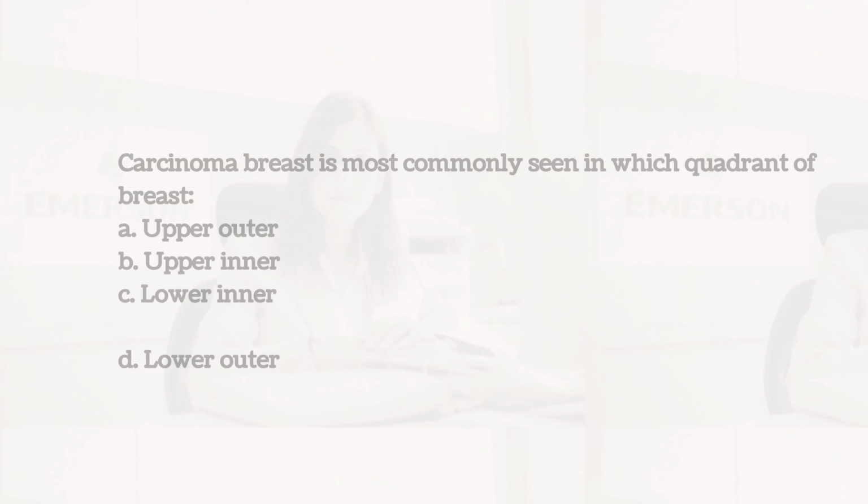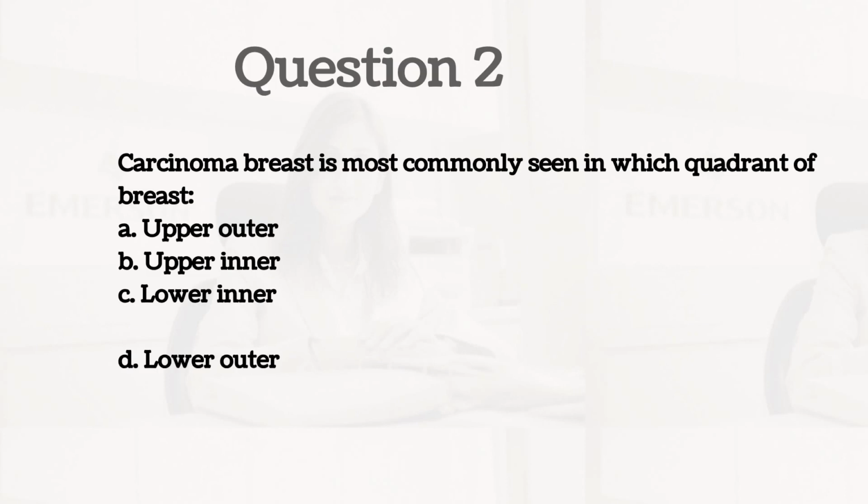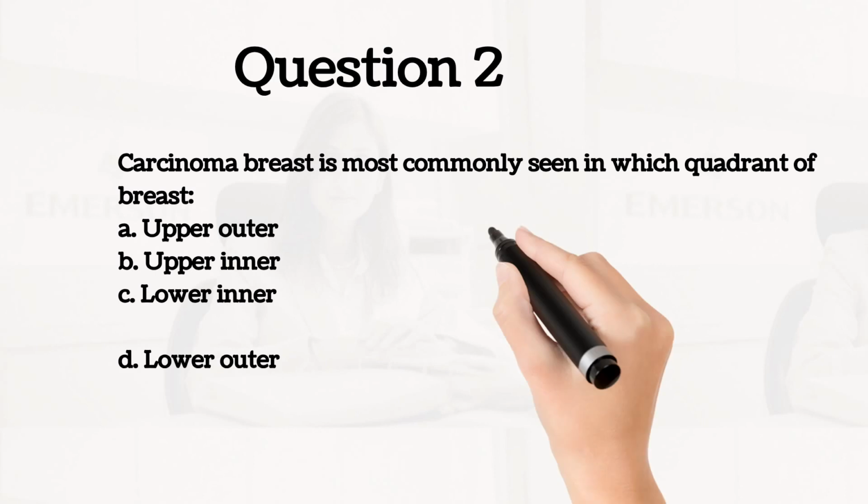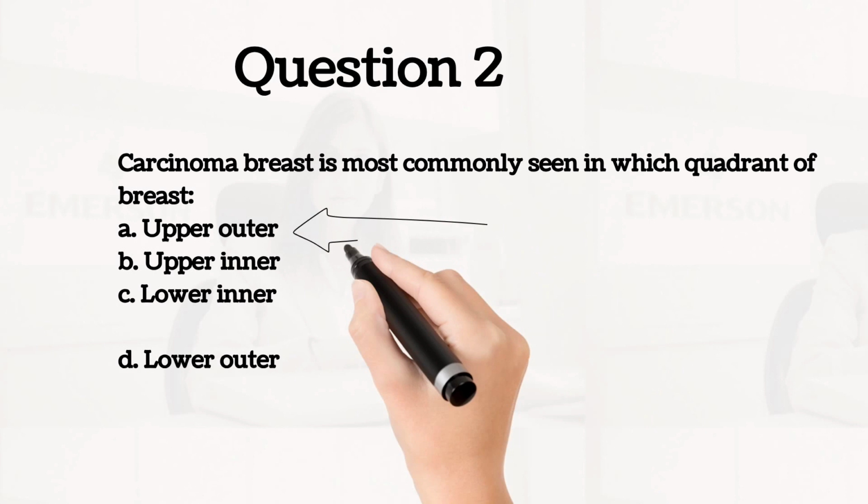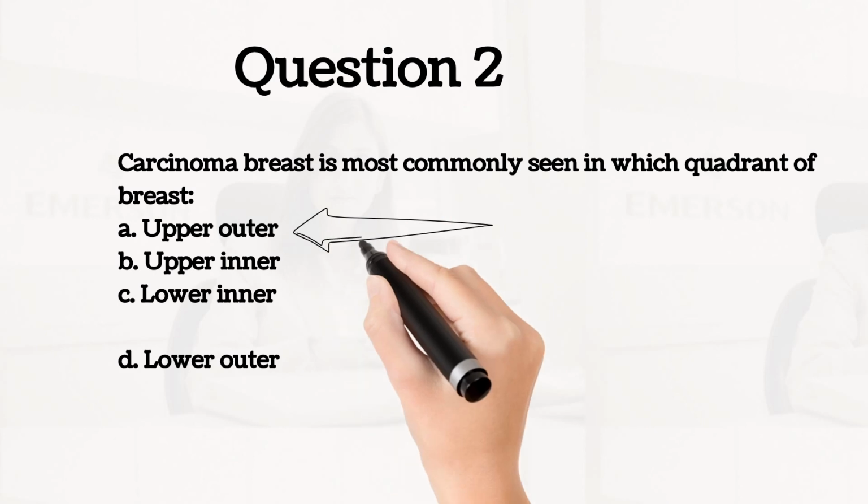We have question 2, which is saying carcinoma breast is commonly seen in which quadrant of breast? A. Upper outer, B. Upper inner, C. Lower inner, D. Lower outer. I think you're going to get this one correct. The answer is upper outer, which is option A.